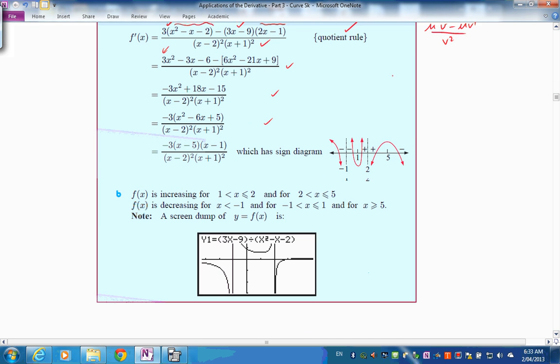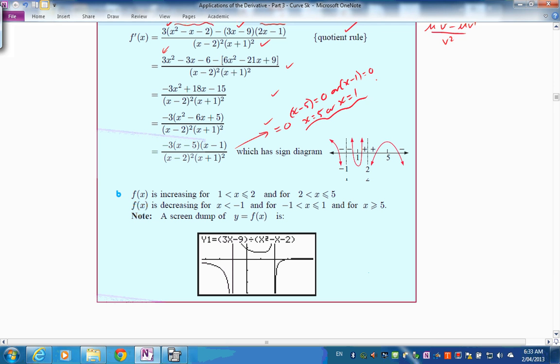Let's find where the derivative is 0. So they've left out some steps here, putting this equal to 0. A quotient is 0 when the numerator is 0, so x take 5 equals 0, or x take 1 equals 0. So x equals 5 or x equals 1.